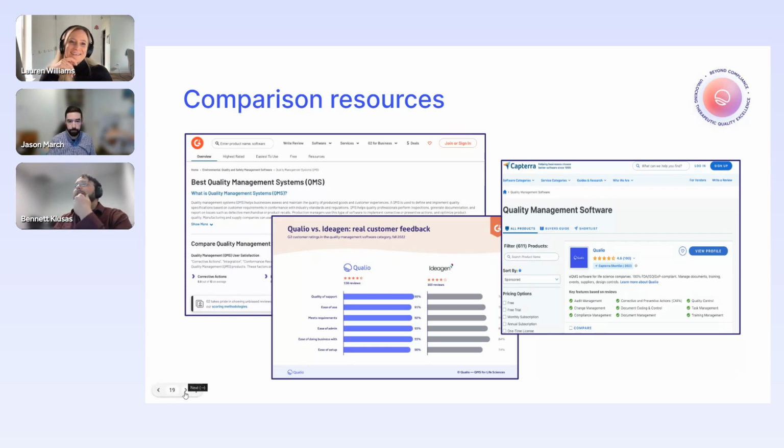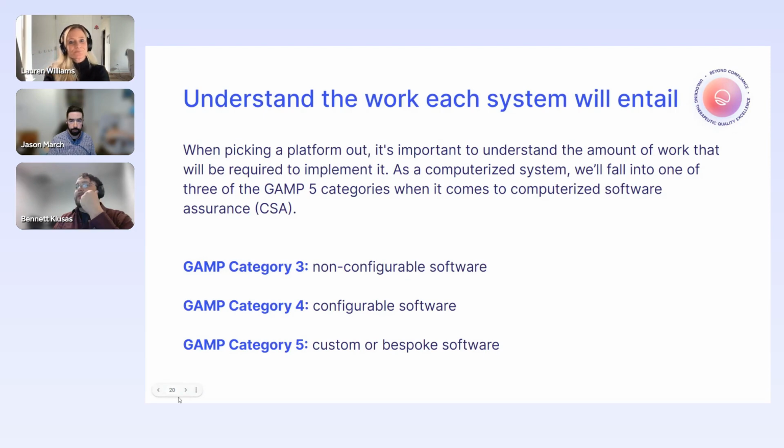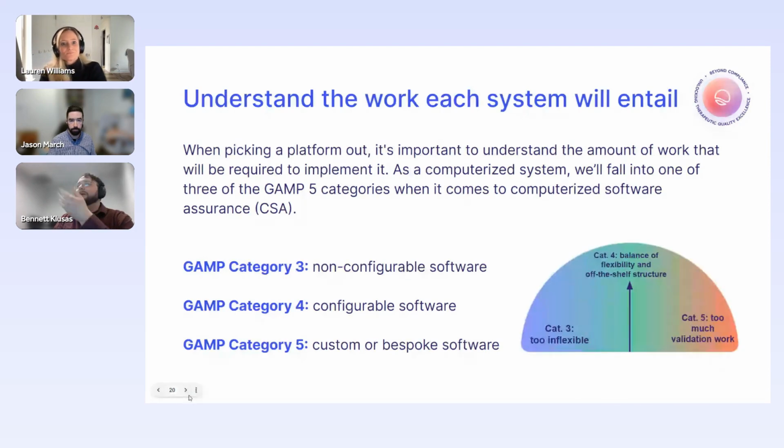So we've got our user feedback in here. We understand what questions we need to ask of our systems. So then it really becomes understanding the work that the system's going to entail and planning a timeline and a project around that. And to do that, you're going to be looking into the GAMP 5 categories for computerized software assurance.